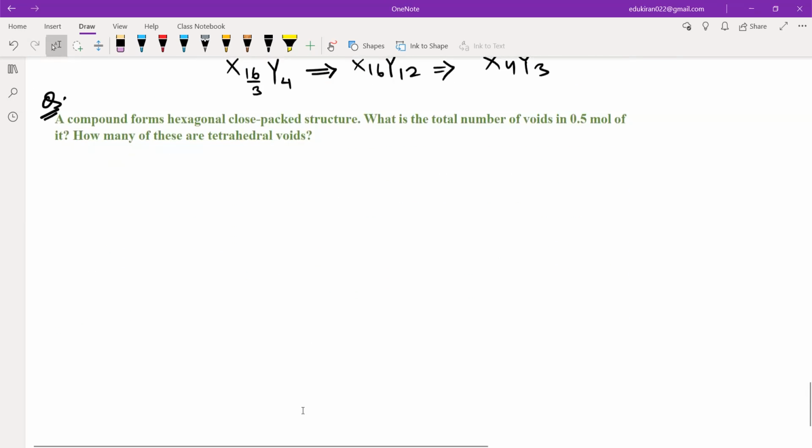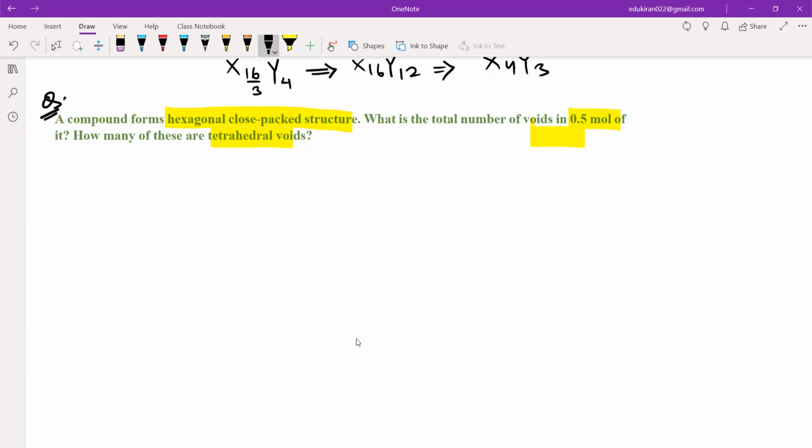Right, this question, see, this is important. Now this is important, listen very carefully. Leave your pen, keep aside your pen. A compound forms a hexagonal close packed structure. What is the total number of voids in 0.5 mole of it, and how many of these are tetrahedral voids? So first of all, they are asking what is the total number of voids in 0.5 moles.